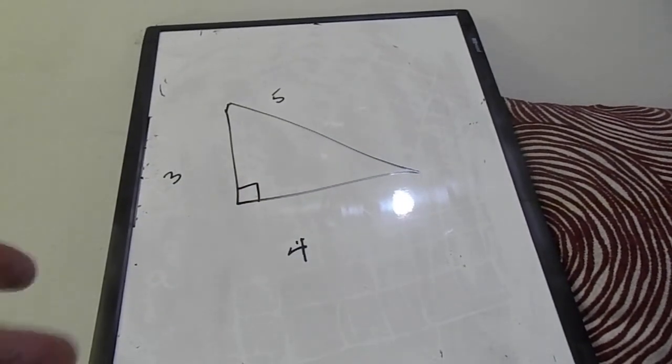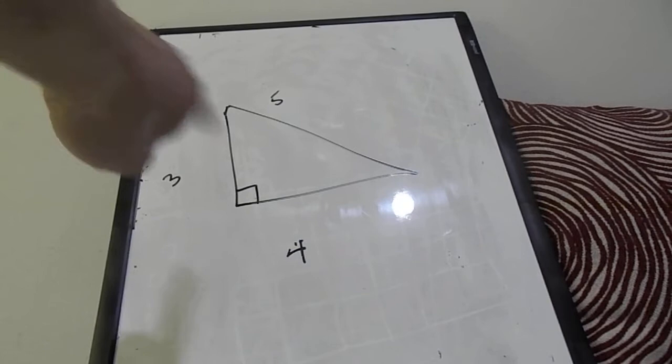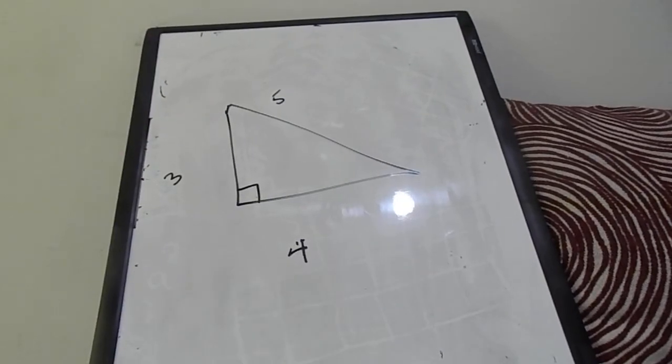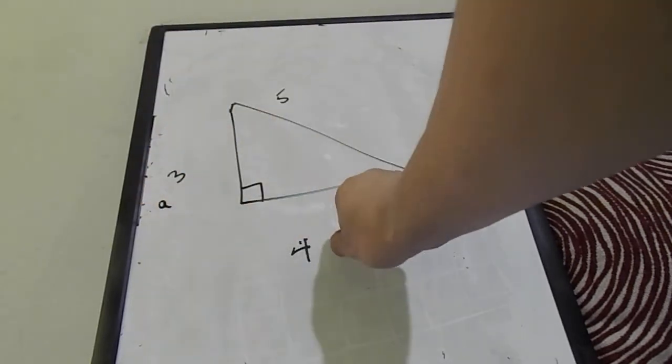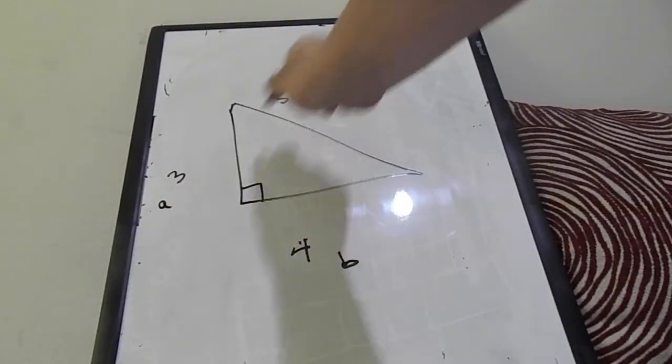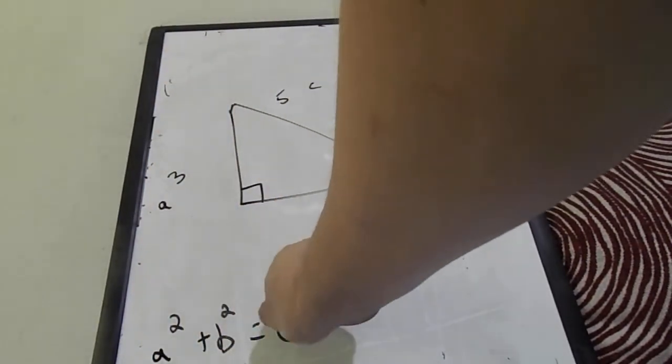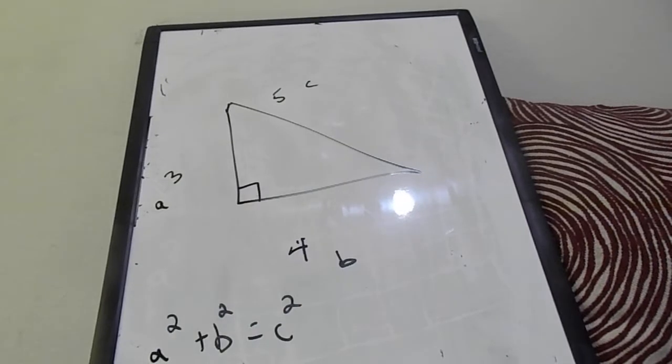So basically it's trying to say that in a right triangle, the two smallest sides squared added together is equal to the biggest side squared. So we're going to call this side A, we're going to call this side B, and this is C, and then the Pythagorean theorem is A squared plus B squared equals C squared. Alright, don't leave me yet, I'll explain it all right now.